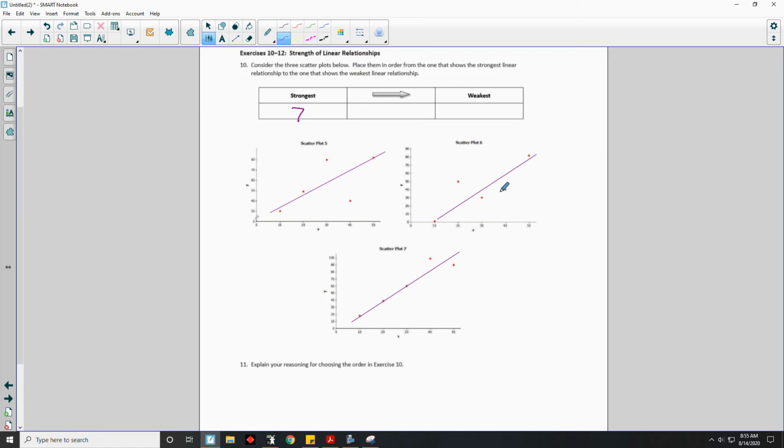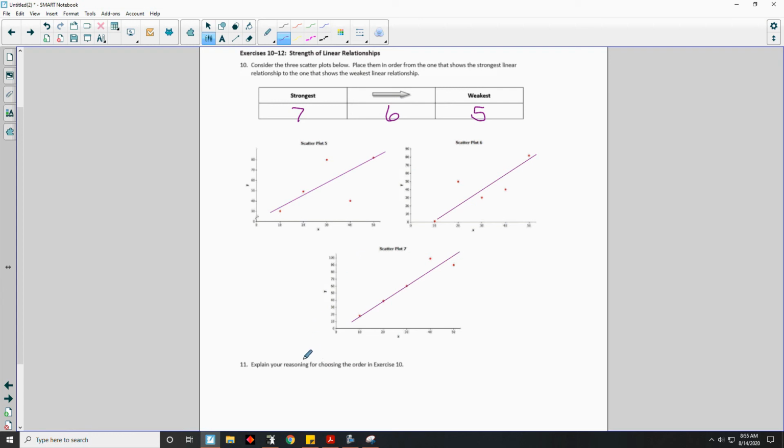This one's still fairly strong. These 3 points are a little further away, but this one has 2 points that are really far away. So I'd say 5 was the weakest. And therefore the process of elimination would leave the middle one, 6. There it is. So it goes from strongest 7, 6, to the weakest 5.